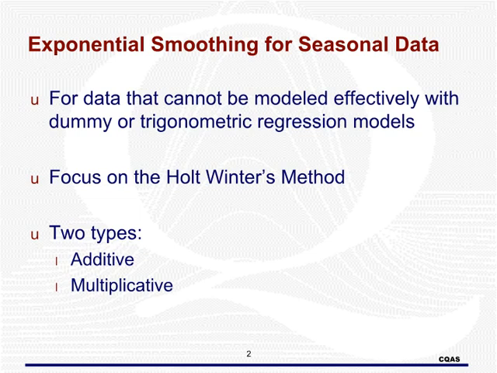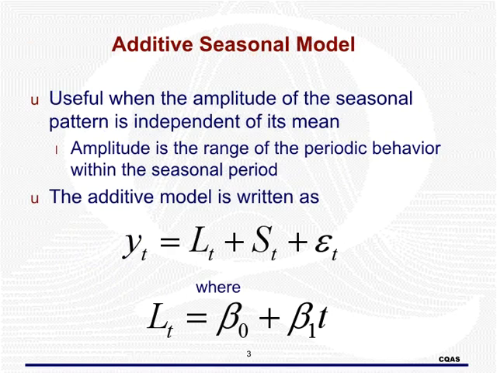There are actually two types, multiplicative and additive. Let's first discuss the additive technique. The additive Holt-Winters technique is useful when the amplitude of the seasonal pattern is independent of the mean. So if the range of the seasonal behavior is constant regardless of the mean value, then we employ the additive version. The function is written with a trend piece, LSUT, and a seasonal piece, SUT.